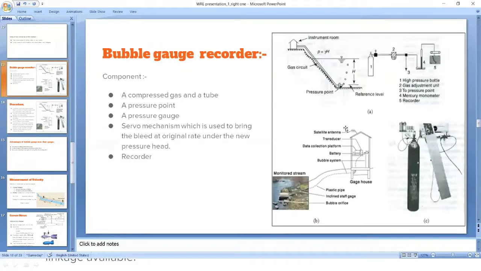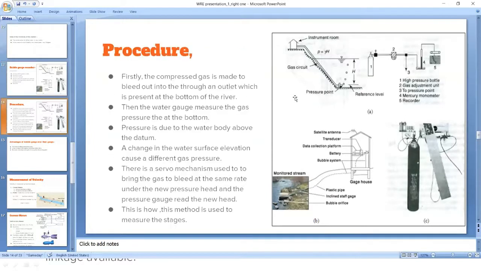Now another one is the bubble gauge recorder. So these are the components of this gauge. What happens is that first the compressed gas is made to bleed out into the river through an outlet which is present at the bottom of the river, as we can see here. When this gas reaches here, it feels a pressure due to the water body above this. And this pressure is measured by a gauge.